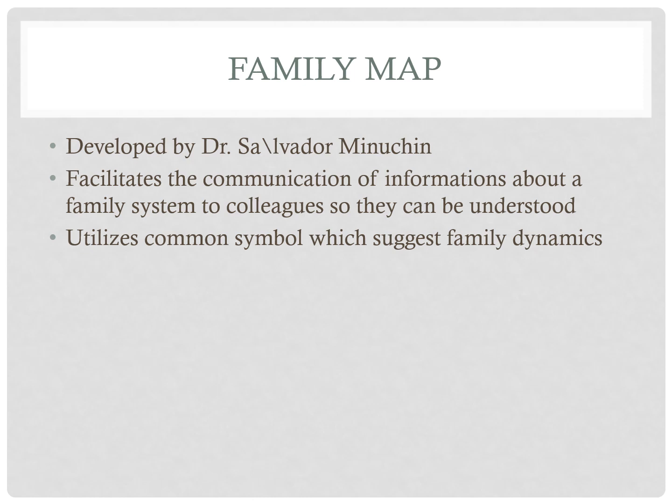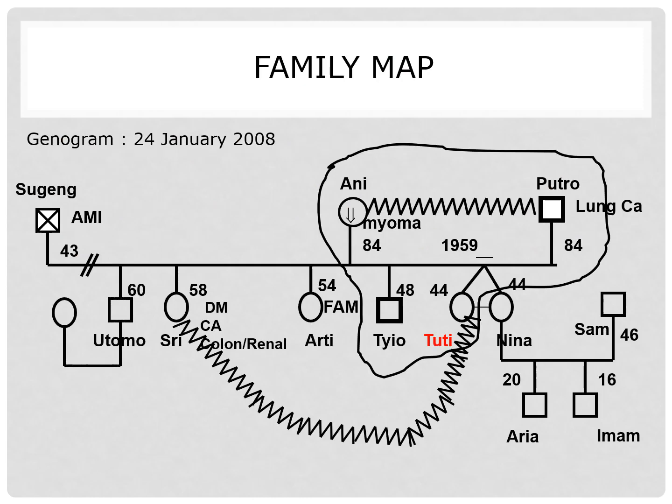So the family map was developed by Dr. Salvador Minuchin. It facilitates the communication of information about the family system to colleagues so they can be understood, utilizing common symbols with suggested family dynamics. This is an example of a family map. It focuses on the relationships of family members and who has formed coalitions or who is at war with each other, showing their different relationships.